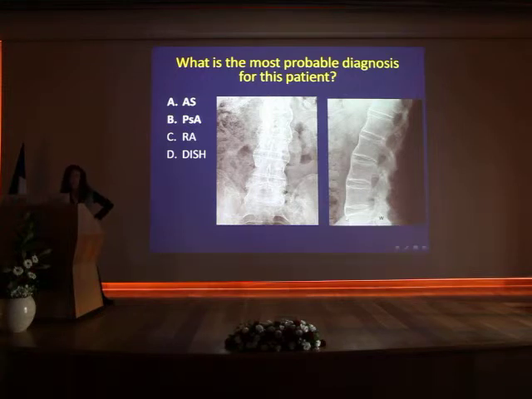Why isn't it rheumatoid arthritis? Because they just don't do that. And why isn't it DISH? Because in DISH, usually the syndesmophytes, they are not even called syndesmophytes, these are osteophytes, are more bulky, or more thick, and they are more horizontal in nature, also on the lateral bone.